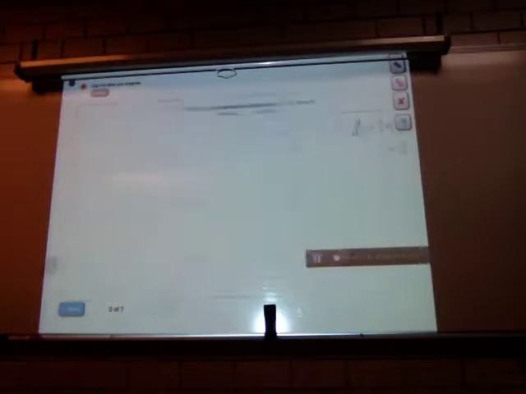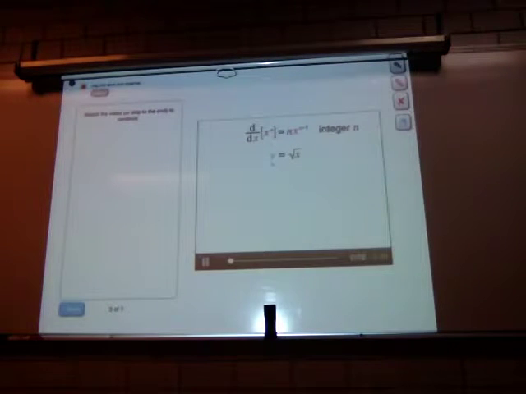Exactly. Saying y equals the square root of x is the same thing as saying that y squared equals x. Now here's where we use implicit differentiation. Let's take the derivative of both sides. We'll take the derivative with respect to x. So that's d over dx on both sides.